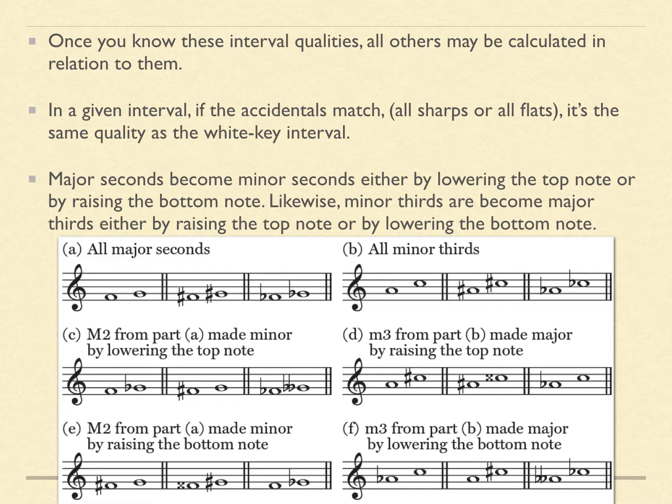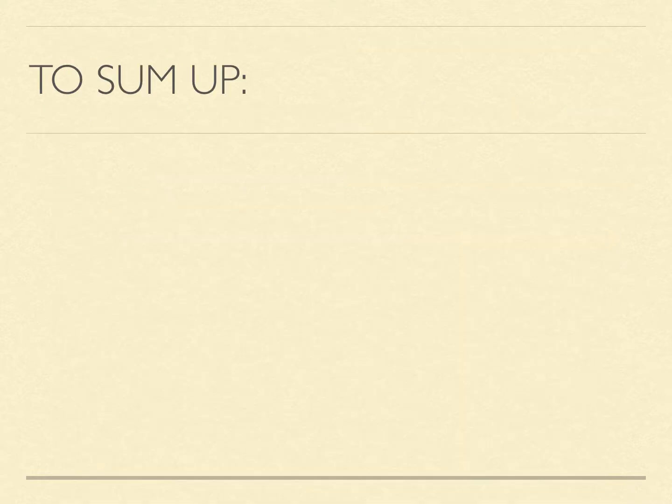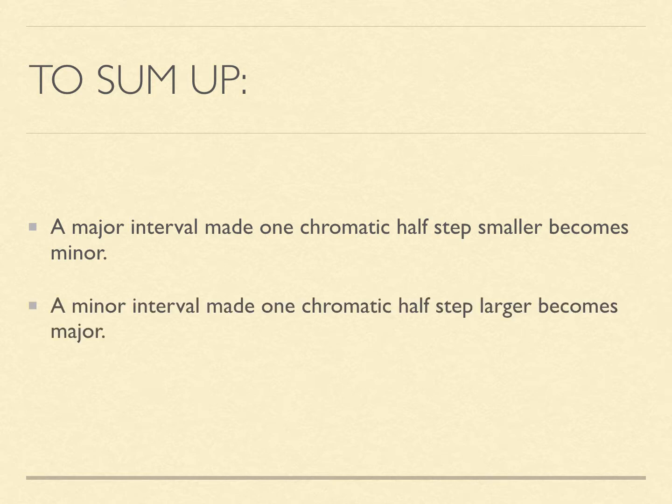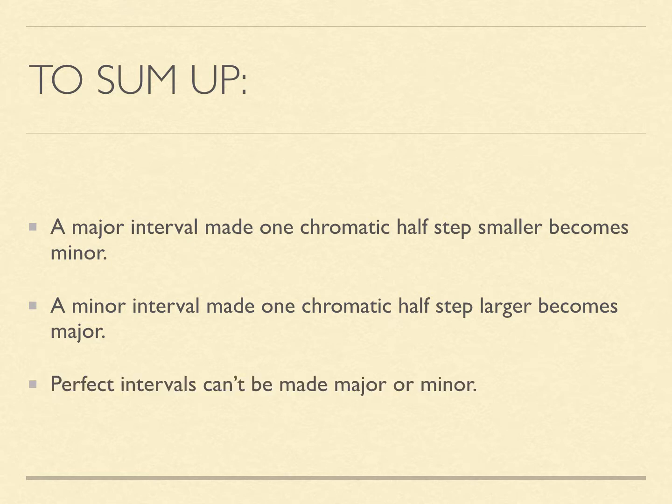Yeah, so I'll do a little summary next. A major interval that is one chromatic half step smaller, so in other words, if you take a major third and make it smaller by a half step, it becomes minor. A minor, if you increase it by a half step, is major. Perfect does not get major or minor. They get something else. They get augmented or diminished, which we'll talk about later on.